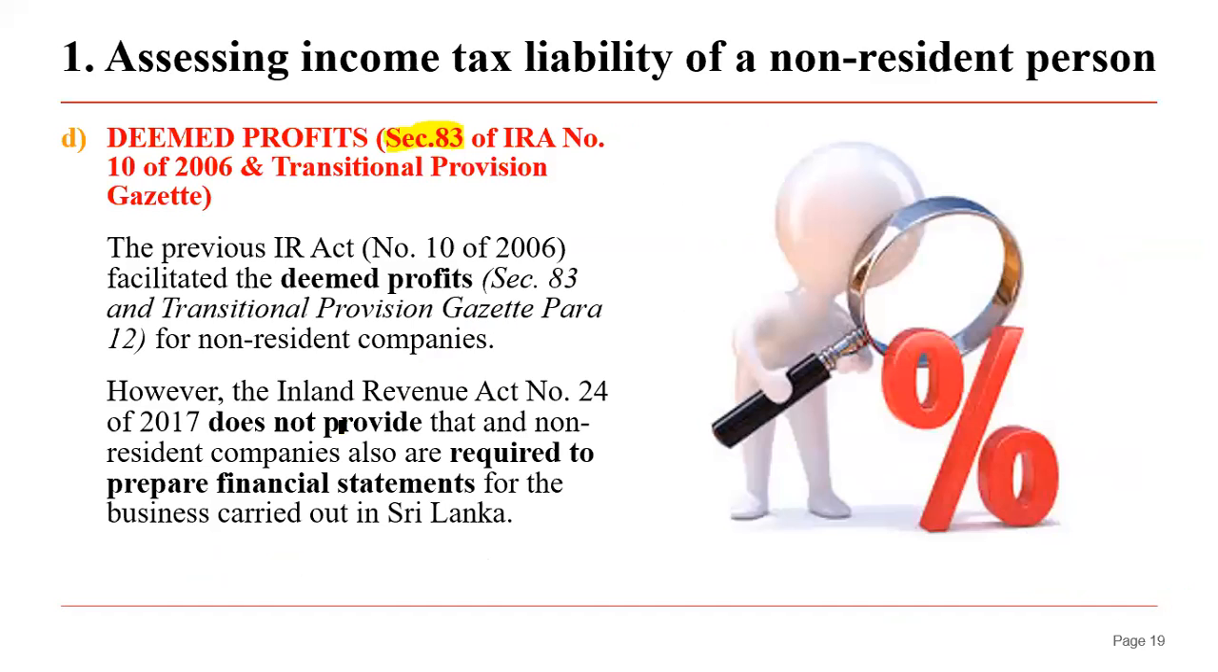Here is what we have discussed. However, the important part, as discussed already: Inland Revenue Act number 24 of 2017 does not provide the deemed profit basis. Non-resident companies are now required to prepare financial statements, even if it is China or whatever the language they are preparing in.